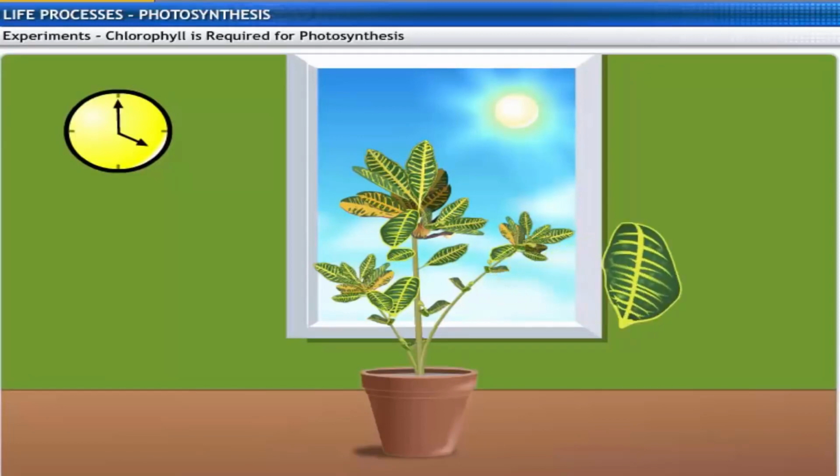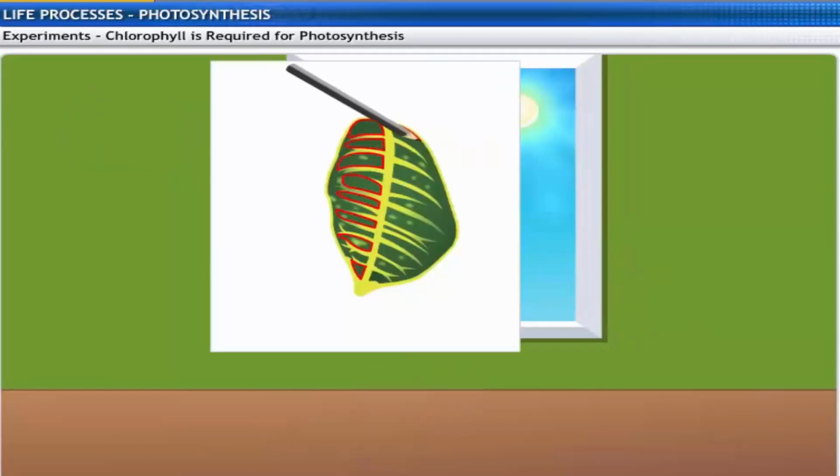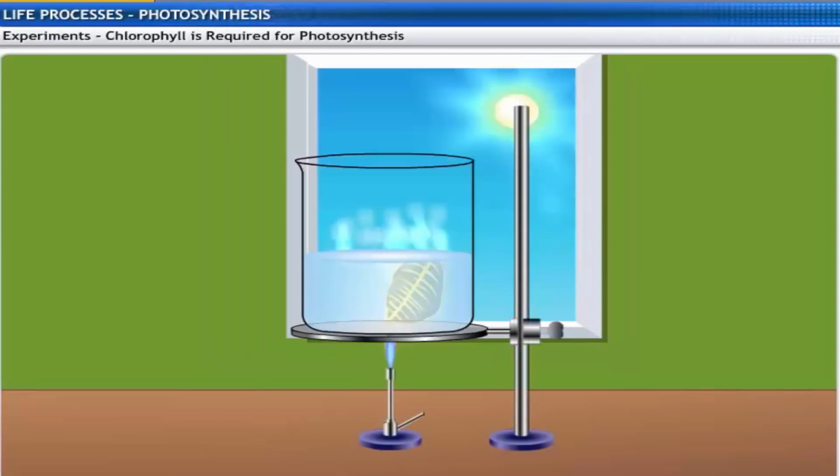Pluck a leaf from the plant. Mark the green areas in it and trace them using a sheet of tracing paper. Now, dip the leaf in boiling water for a few minutes. This process destroys all the enzymes in the leaf and stops any further chemical changes from taking place.